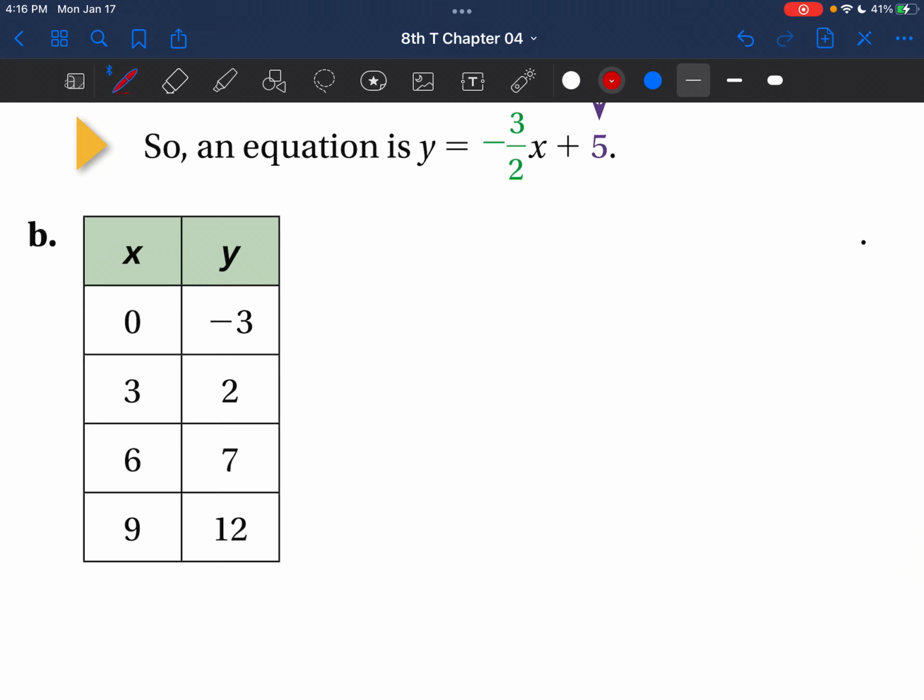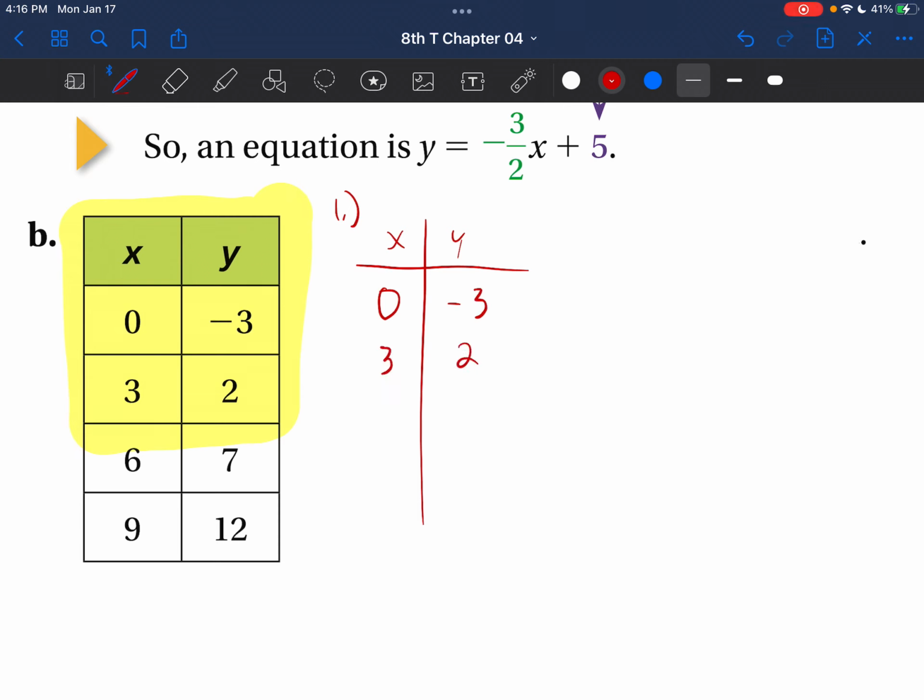What happens if they don't give you a graph? This time, what I want you to do is copy down just this part. So these 4 right here. So make a t-chart. Step 1, write down the problem. And the problem is your t-chart. So please copy this down. We have 0 and negative 3, and then we have 3 and 2.